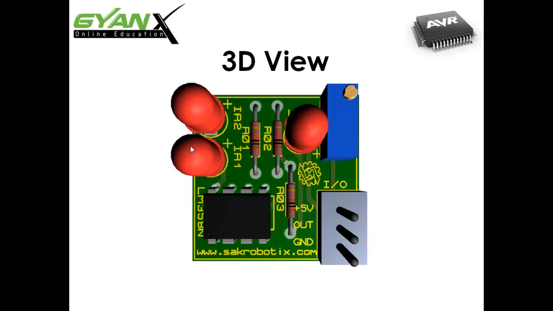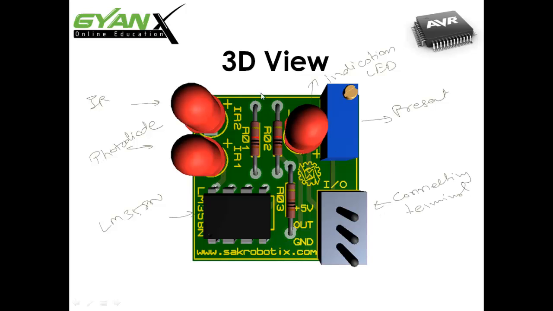This is what the 3D view of our digital sensor looks like. We have an IR LED and this is the photodiode. This one is the LM358N. This is our preset. This is the indication LED, and these are the connecting terminals, and these are a couple of resistors.